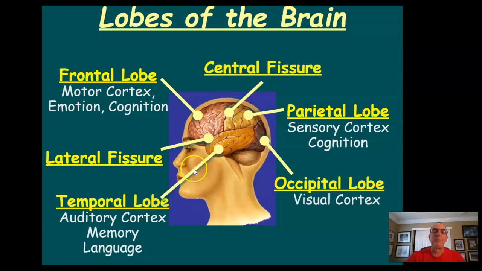But anyways, next we have the different lobes of the brain. There are four main lobes of the brain. We have the frontal lobe, the parietal lobe, the occipital lobe, and the temporal lobe. So the frontal lobe is located at the front of the brain right up here. It's responsible for regulating emotions and cognitions, and also it houses the motor cortex.